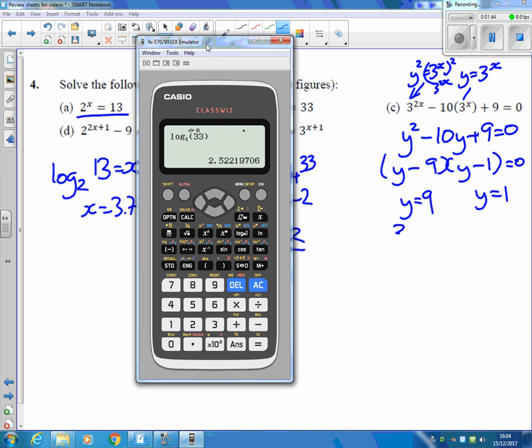But we made y up. Y was 3 to the power of x. And you can know that 3 to the power of 2 is 9, and 3 to the power of 0 is 1.